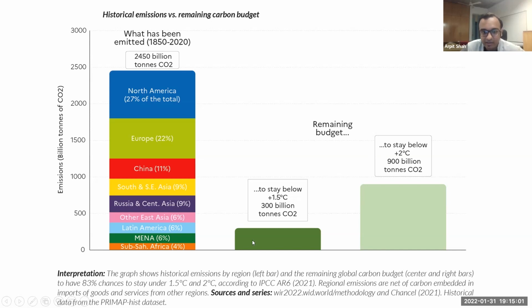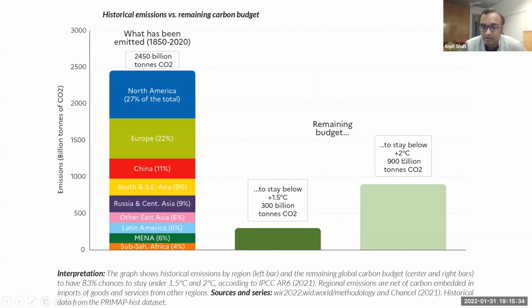What this effectively means is that if we are to keep global warming below 1.5 degrees Celsius, which is what the Paris Agreement and COP26 in Glasgow last year also talked about, the remaining budget of CO2 that we can emit is only 300 billion tons globally. Now consider what I showed in the last slide, that we are currently emitting 50 billion tons a year. This effectively means that if we continue emitting at the same rate, we'll run out of the budget in the next 6 years itself.